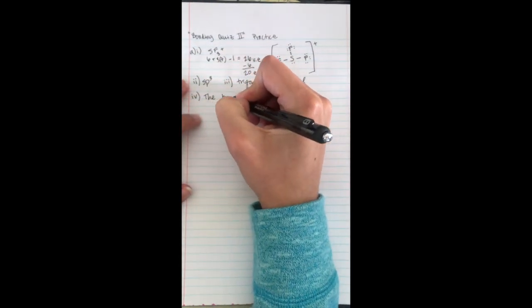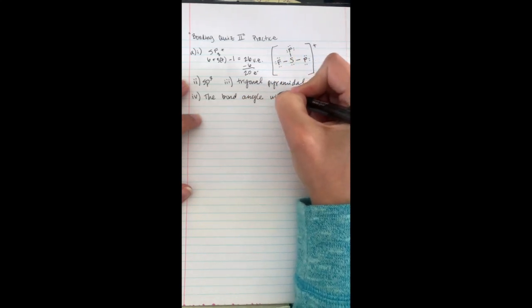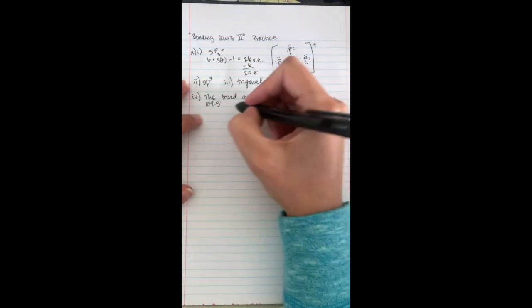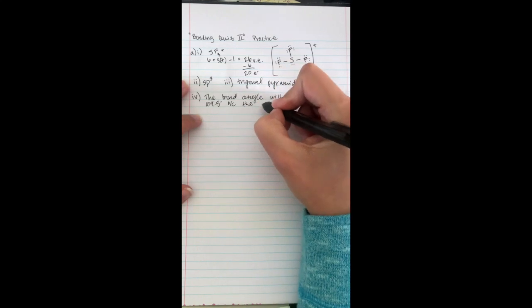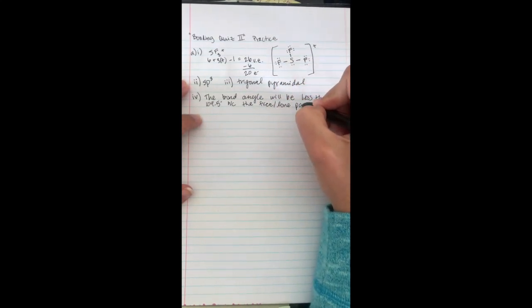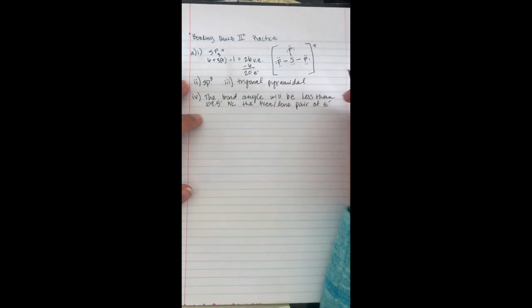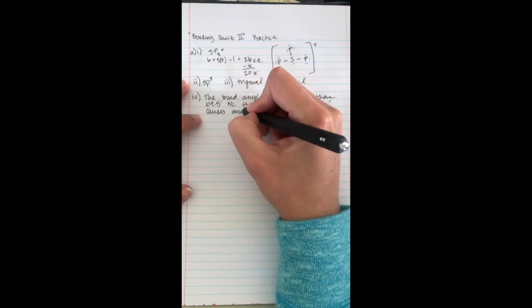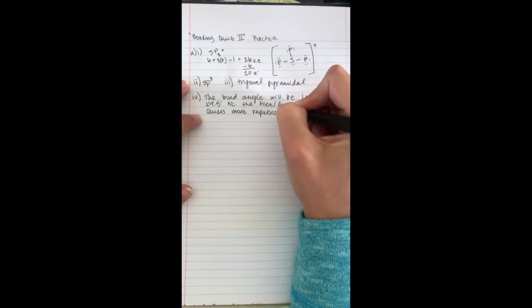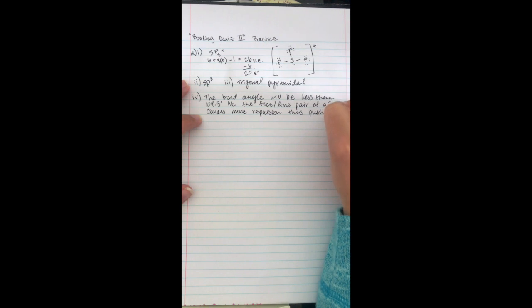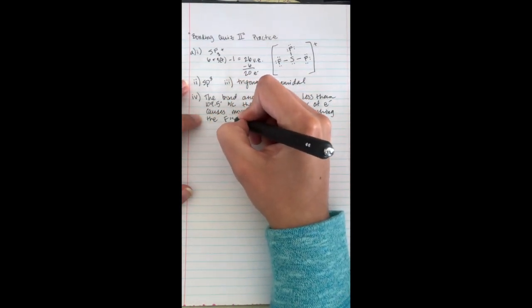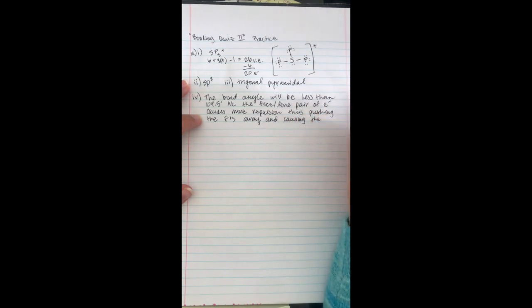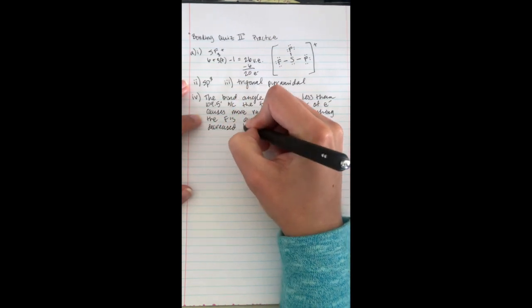So I would say something like, the bond angle will be less than 109.5 degrees because the lone pair of electrons causes more repulsion, thus pushing the fluorines away and causing the decreased bond angle.